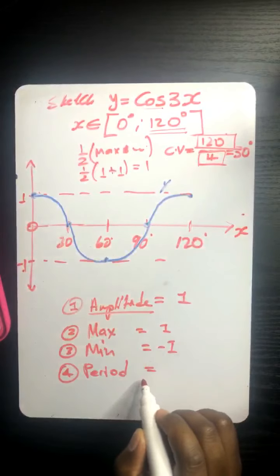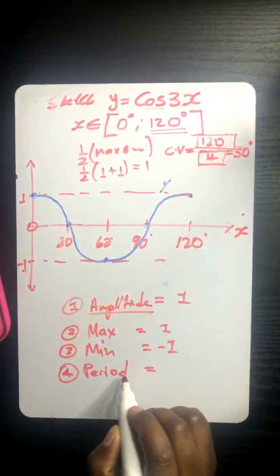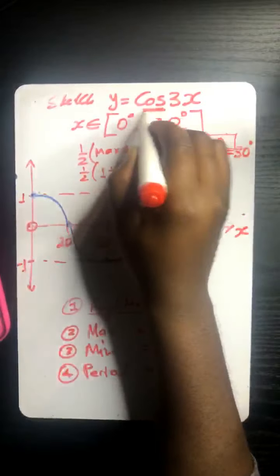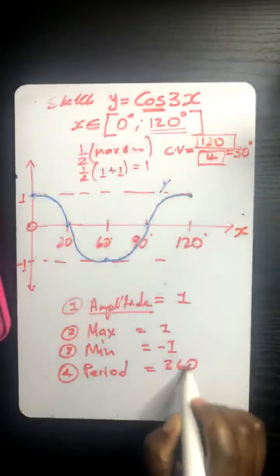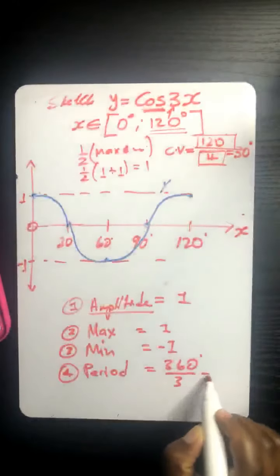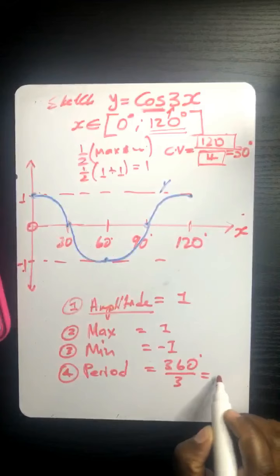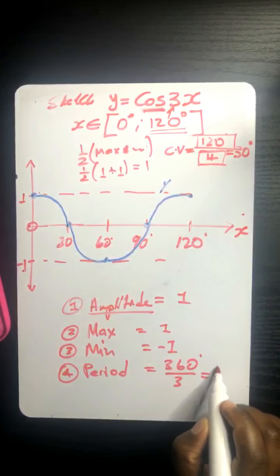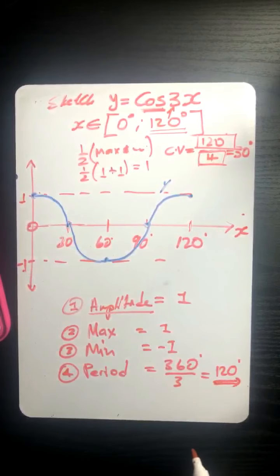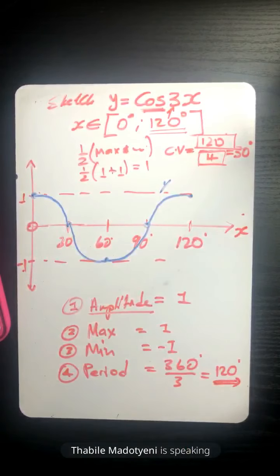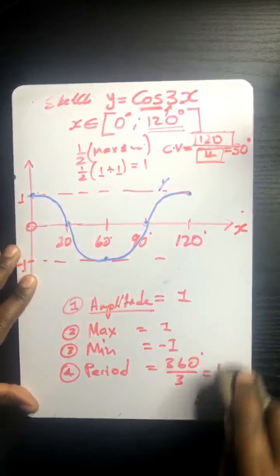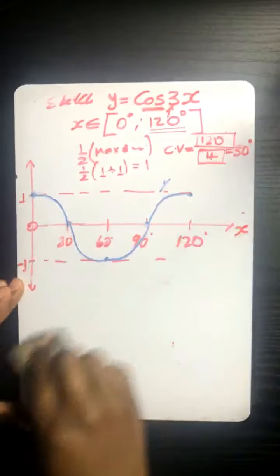And then when they ask, what is the period? You calculate it as you know for cos. The moment you see cos, you think of 360 as the period. But the moment it has that b value, then you divide by b. What is that? Is it 120? I think it's 120 degrees. So the period is 120 degrees, sir. Yes, it's 120. So it seems like all of us got the same thing.